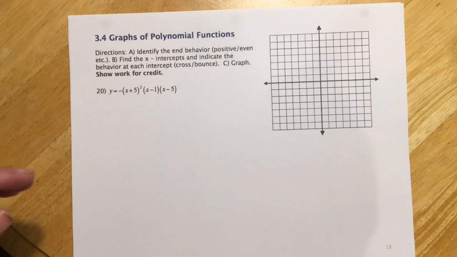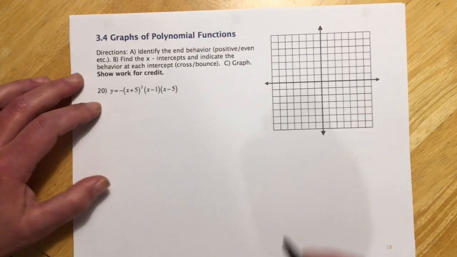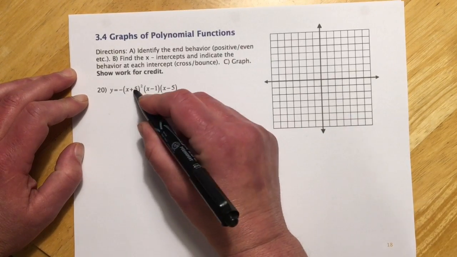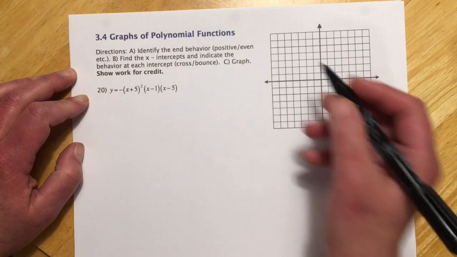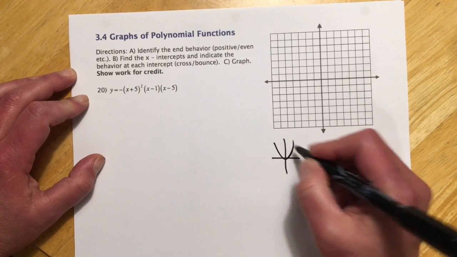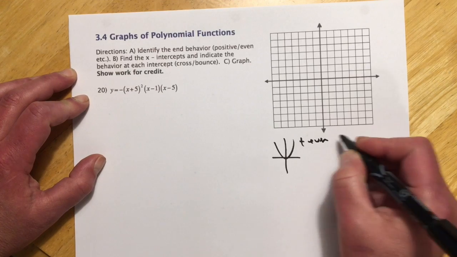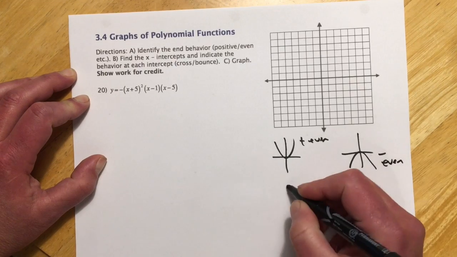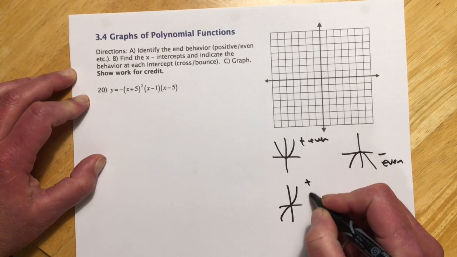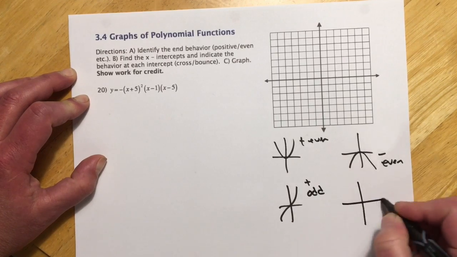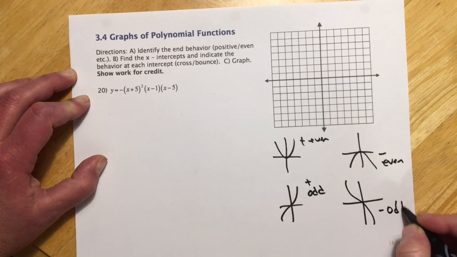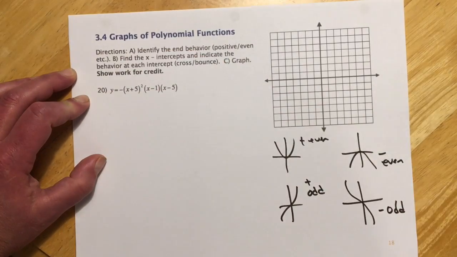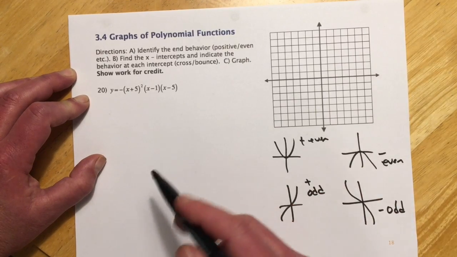So for graphing polynomial functions, we have kind of two things. We have the cross and bounce at the intercepts. Remember, even powers bounce, odd powers cross. And then we had those 4 pictures: positive even, negative even, positive odd, and negative odd. We saw those back in 3.3. 3.3 didn't really have much in it other than this, and it gets picked up in 3.4, so not covering 3.3.